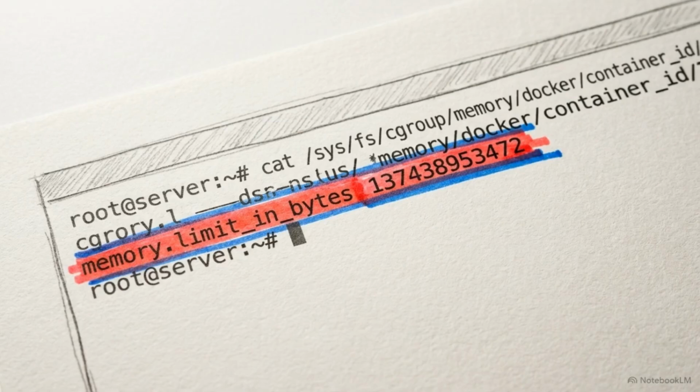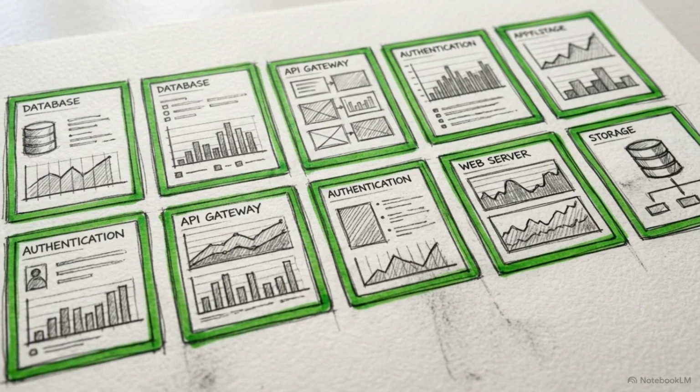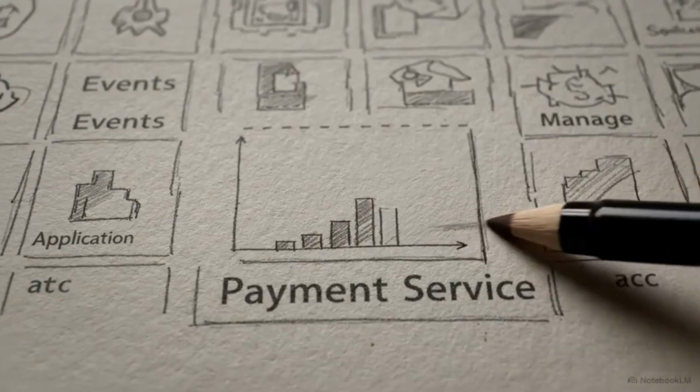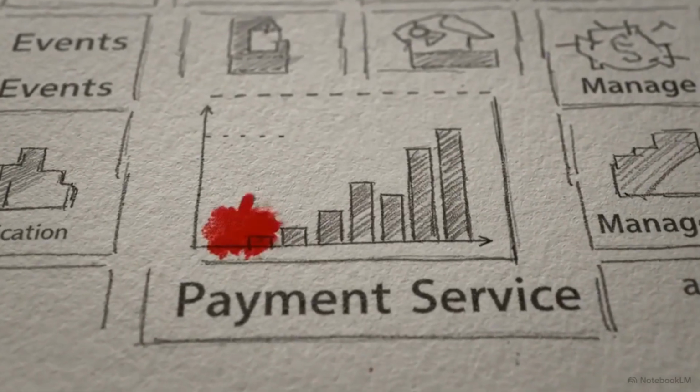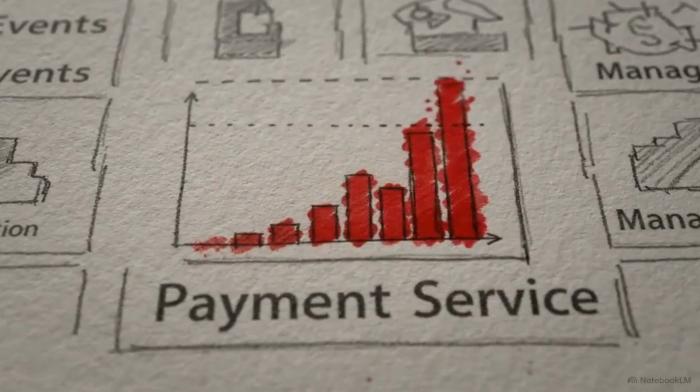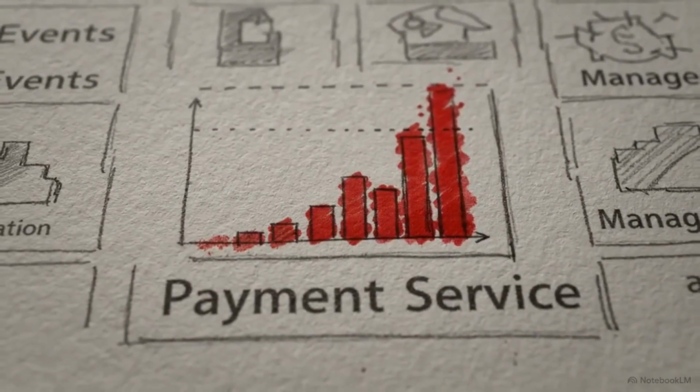To see why this matters, consider the noisy neighbor problem. If 10 microservices share a single server and one payment service develops a memory leak, it will aggressively allocate RAM until the hardware is exhausted.